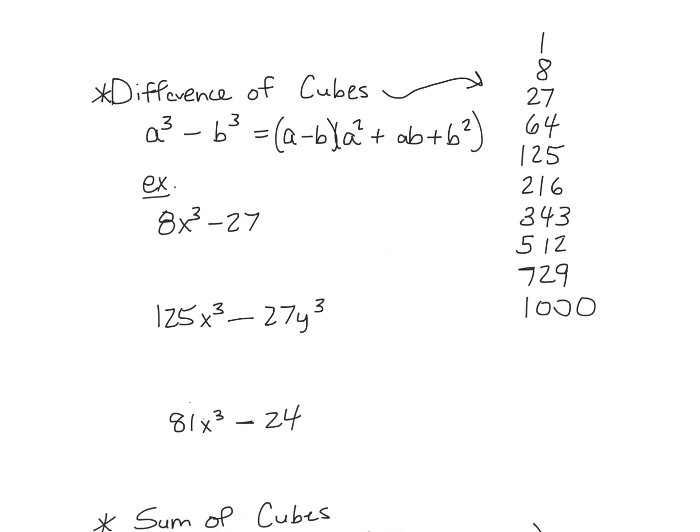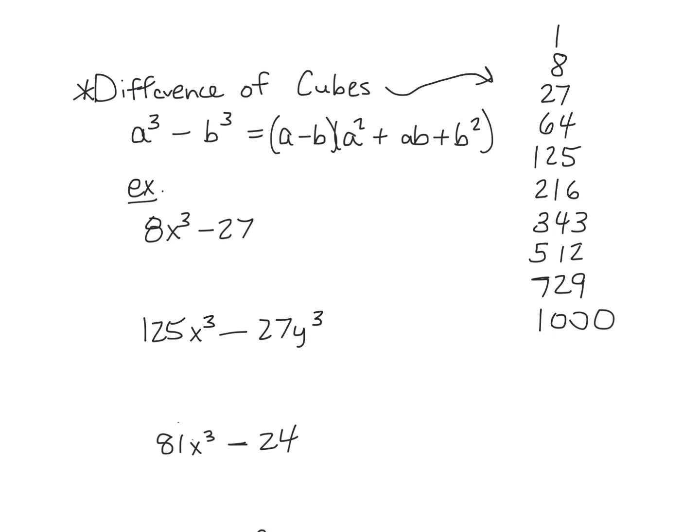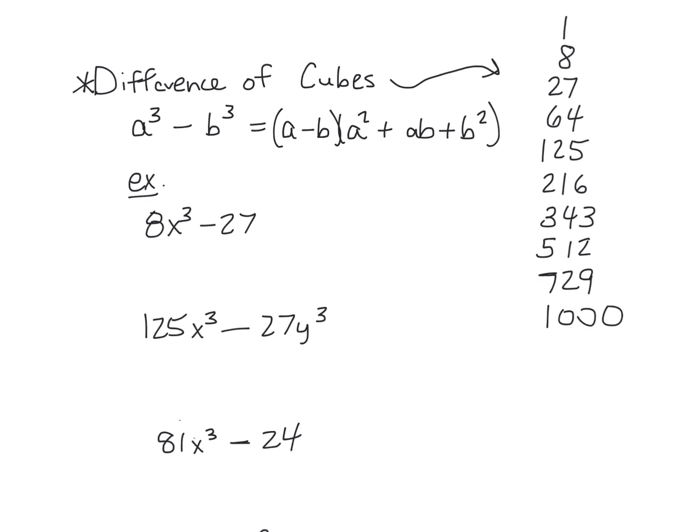Something that's a little bit new since we're expanding this is we could have difference of cubes. To do this, we have a subtraction sign, and then we have two perfect cubes. This is going to be our list right here of perfect cubes. Those are the first 10, because 1 cubed is 1, 2 cubed is 8, 3 cubed is 27, 4 cubed is 64, and so on.